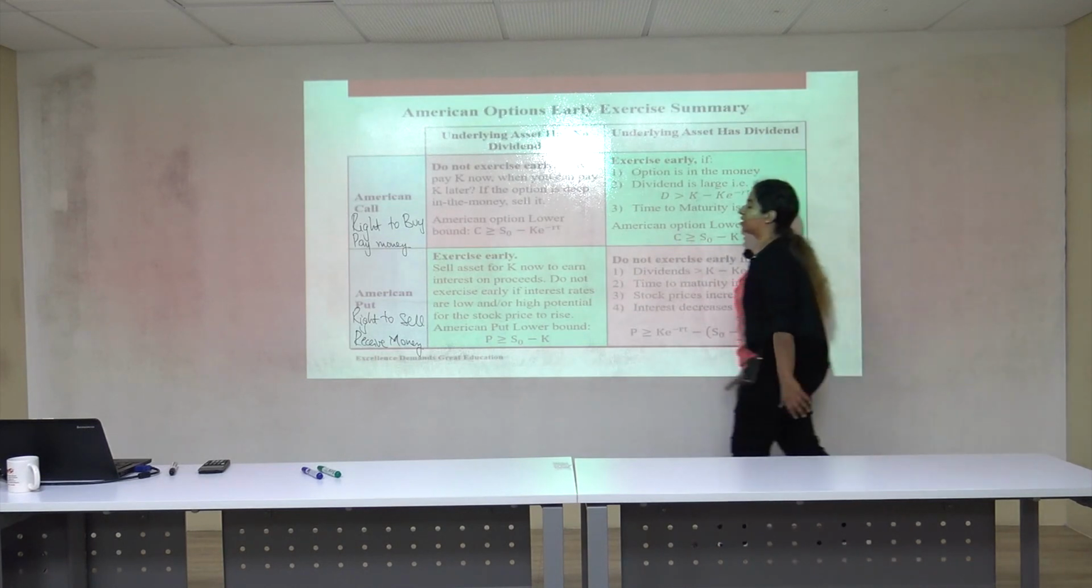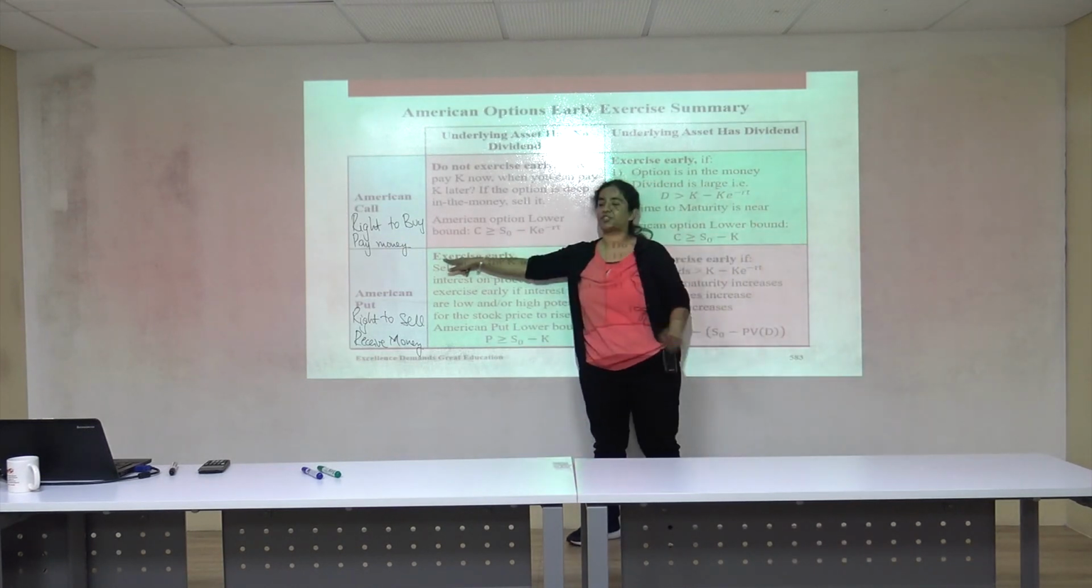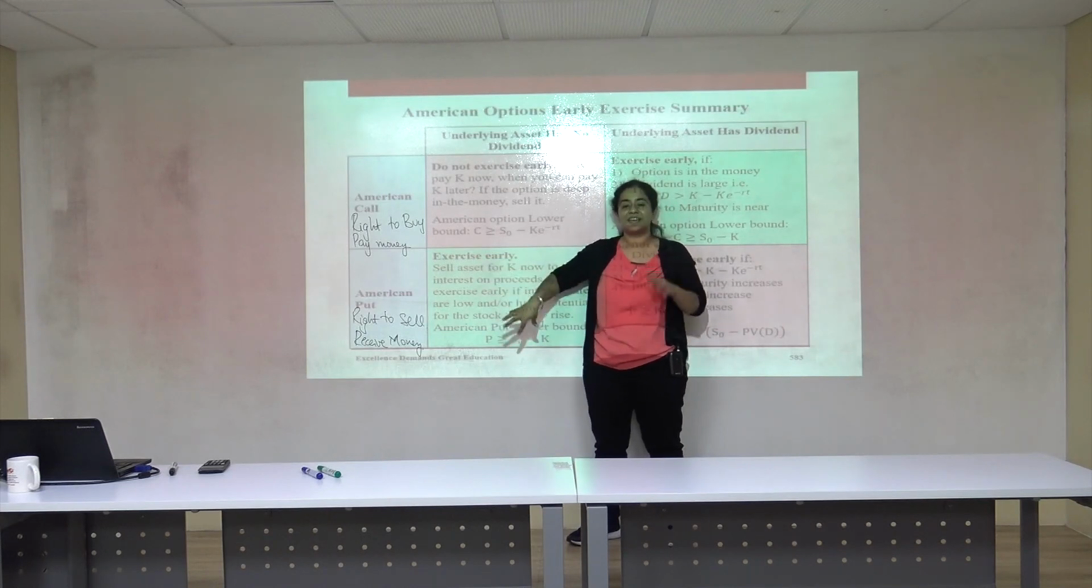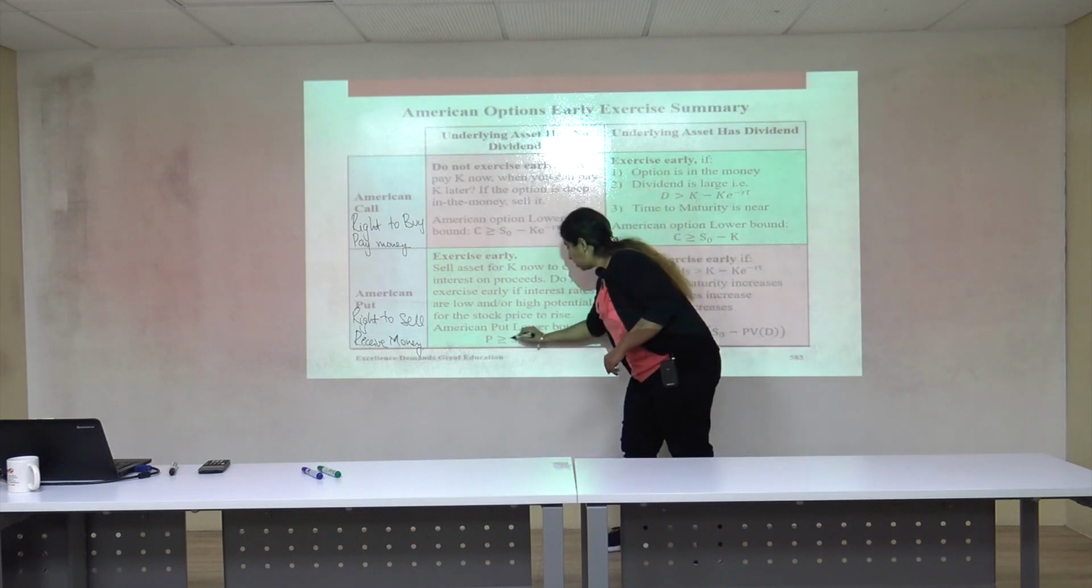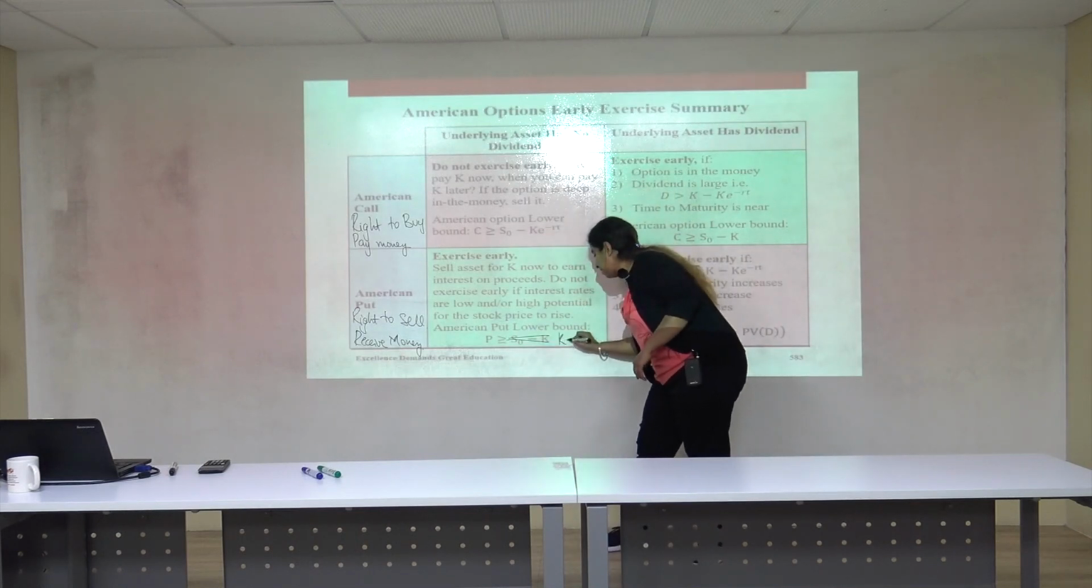In that case, the American put lower bound, because we're saying we're going to exercise early, the American put lower bound is S0 minus, there's an issue here. So the put option lower bound will be K minus S0.